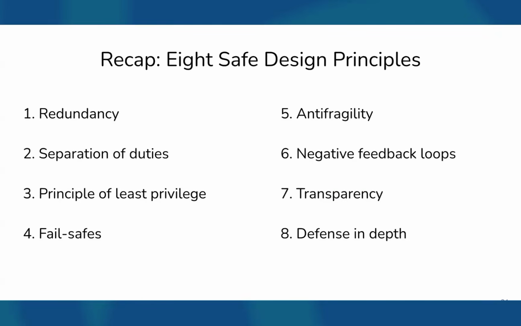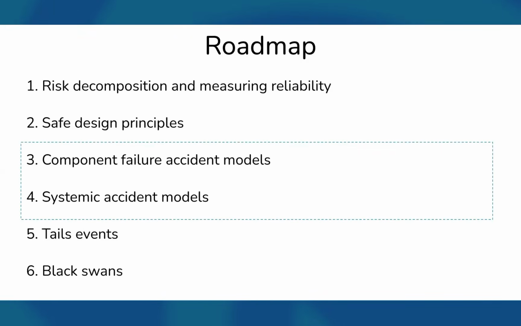So to recap, here are 8 safe design principles. There's redundancy, separation of duties, principle of least privilege, fail-safes, anti-fragility, negative feedback loops, transparency, and defense in depth. Now let's speak about different accident models. We'll discuss the traditional accident models, then we'll talk about the more modern-day systemic accident models.